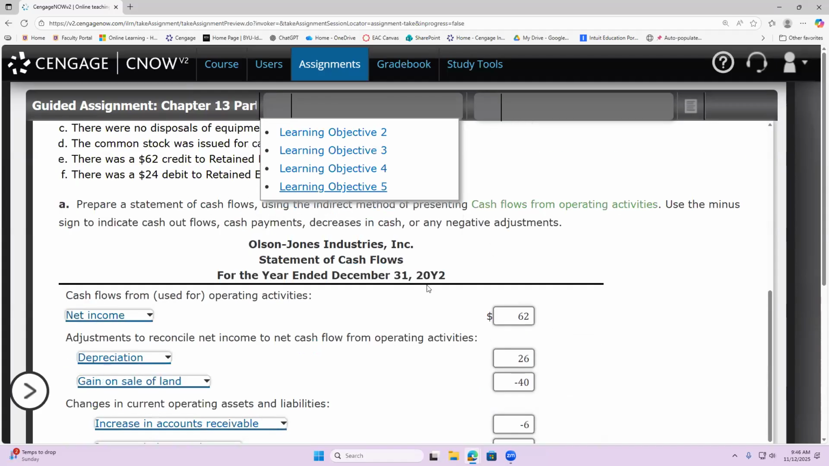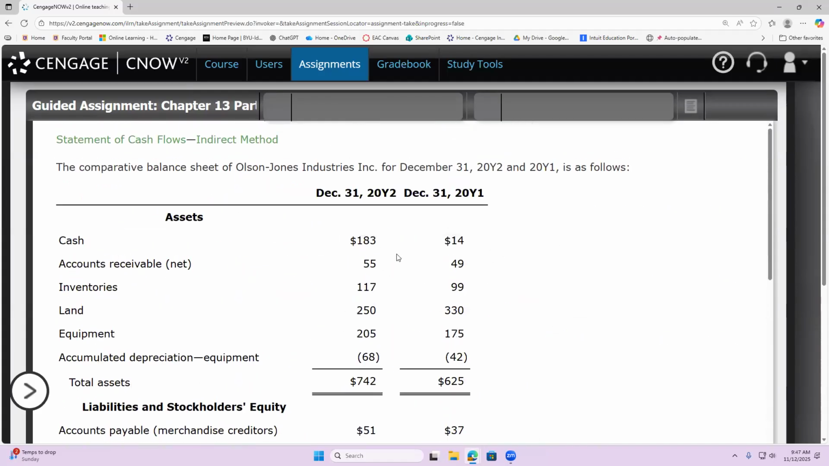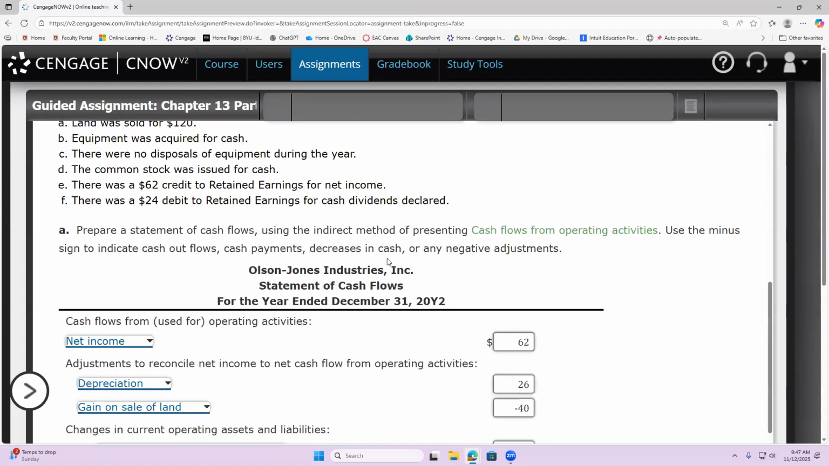Then we can scroll up and double check. And in fact, their balance sheet does show 183 in cash at the beginning of the year. So, or the end of this year. So that's good.